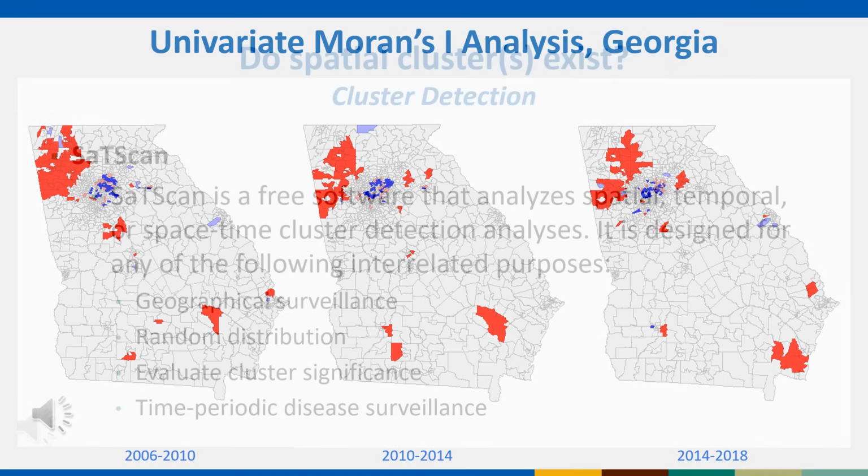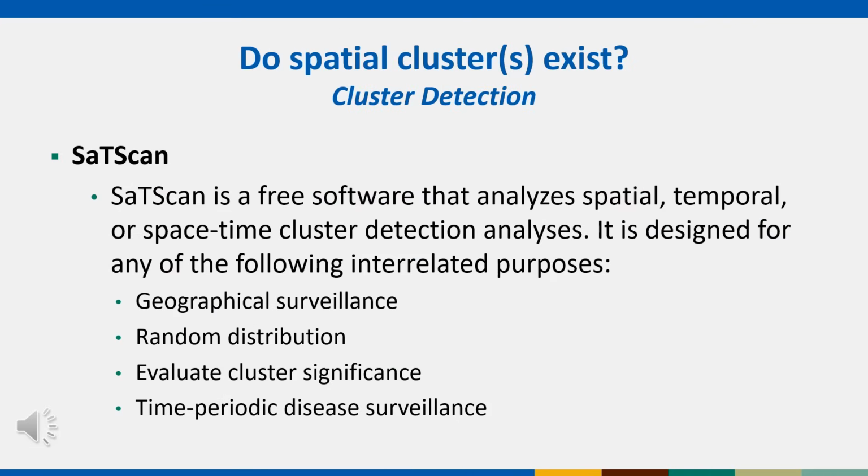New slide titled, Do Spatial Clusters Exist? Cluster Detection. SaTScan is a free software that analyzes spatial, temporal, or space-time cluster detection analyses. It is designed for any of the following interrelated purposes: geographical surveillance, random distribution, evaluate cluster significance, time periodic disease surveillance. After running our quantitative and qualitative clustering analysis, we can move on to cluster detection techniques.